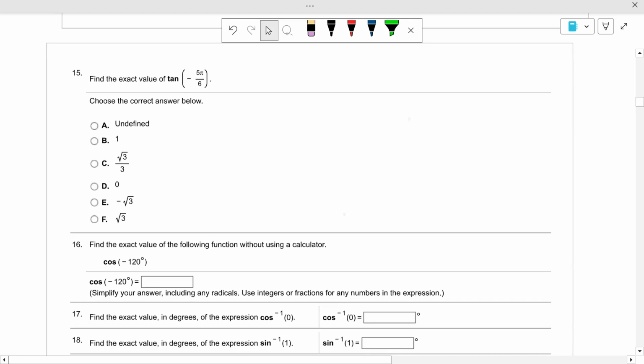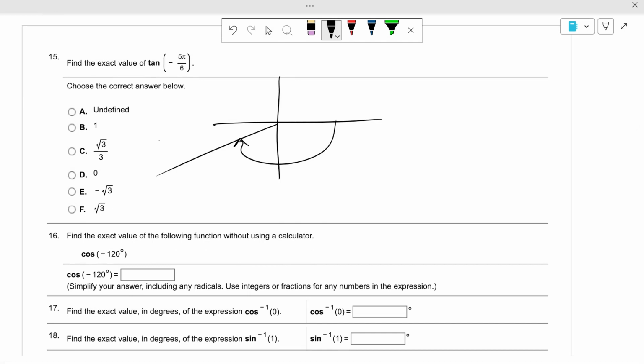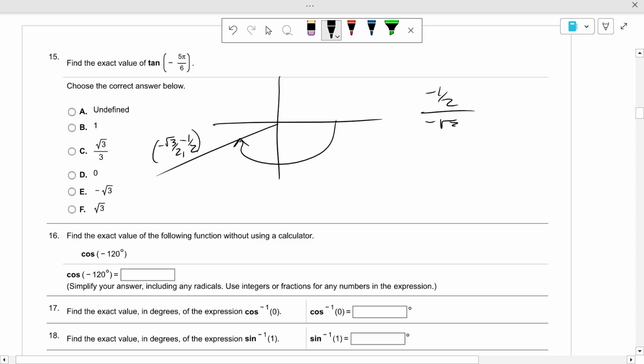Exact value of tangent at that point. Well, -5 pi over 6 is right there. Okay. Where cosine is negative square root of 3 over 2 and sine is -1/2. So it's -1/2 over negative square root of 3 over 2. Multiply both the top and bottom by 2. So you get -1 over negative square root of 3. Multiply top and bottom by negative square root of 3. And you get square root of 3 over 3, which is choice C.